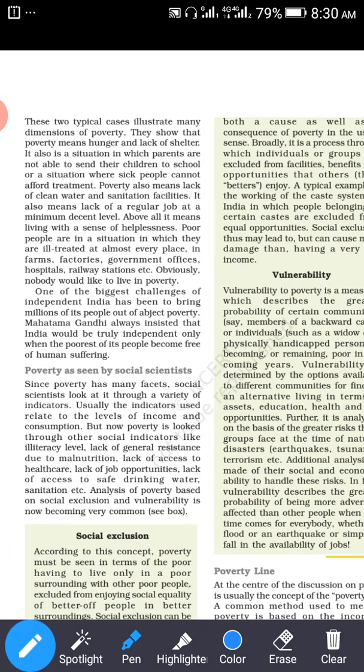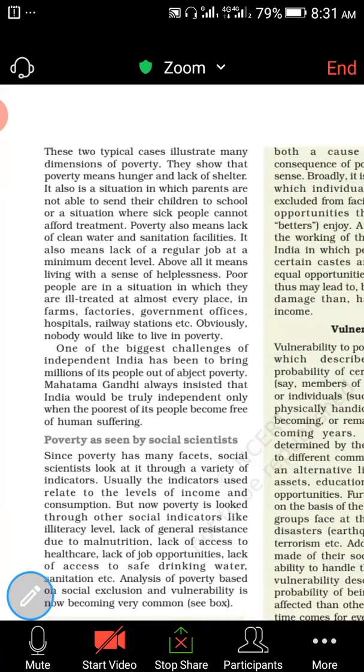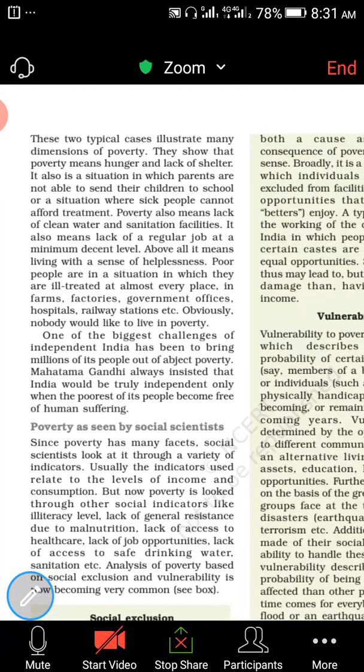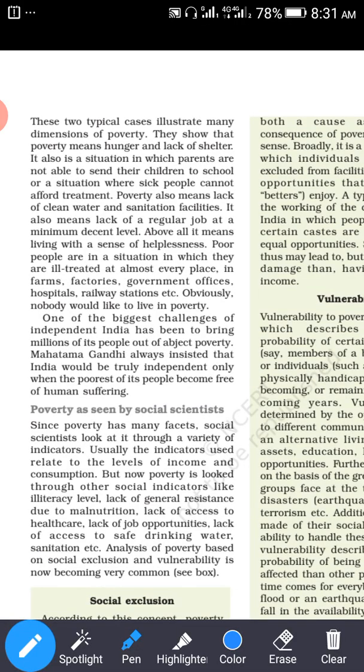Is it possible? Yes. So this is your homework also: how you have to write about a person's poverty conditions. And another thing, how it can be possible to develop their condition, not only to write about their family members or problems. So here you are seeing the two typical cases about poverty, and they show that poverty means hunger and lack of what? Shelter. The hunger and lack of shelter. It is also a situation in which parents are not able to send their children to school.